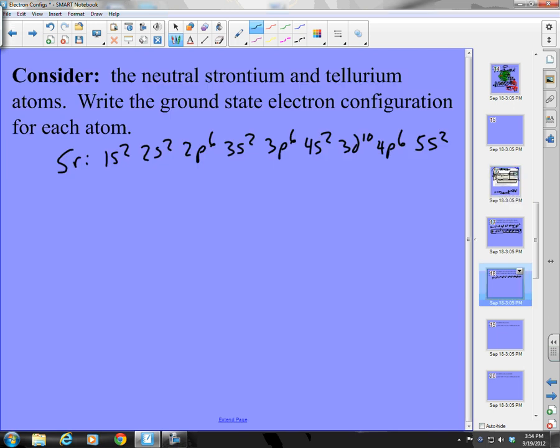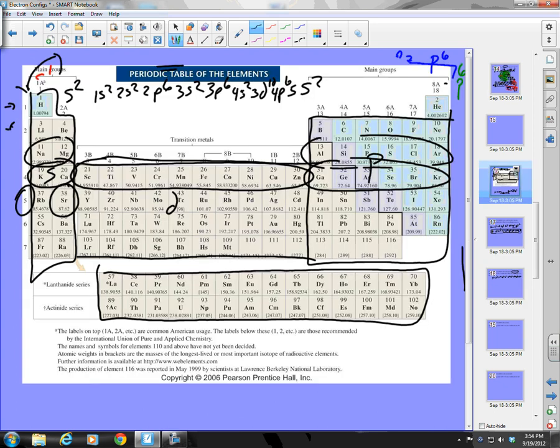Good. Now what's the next one? We need to do tellurium. Okay, let's find tellurium and do it. Where is tellurium? Let's clean up some of this a little bit.